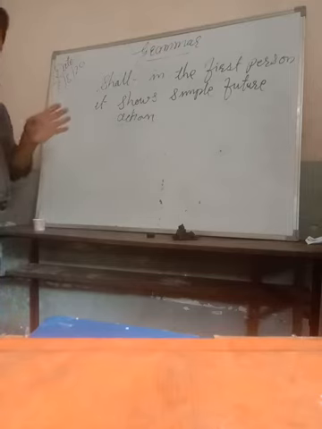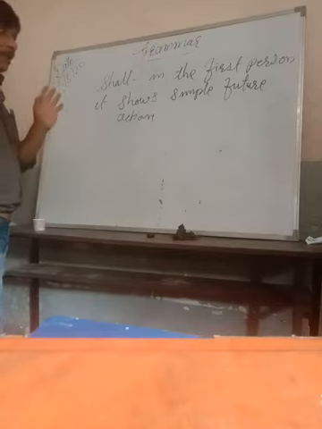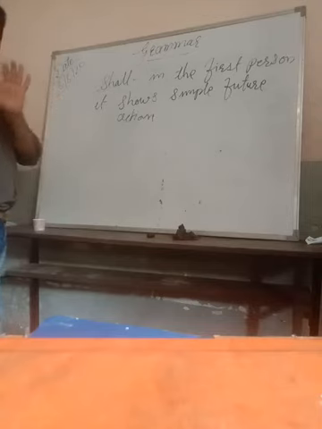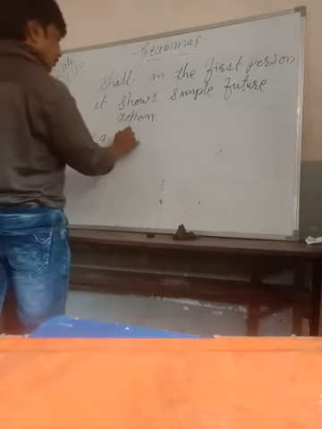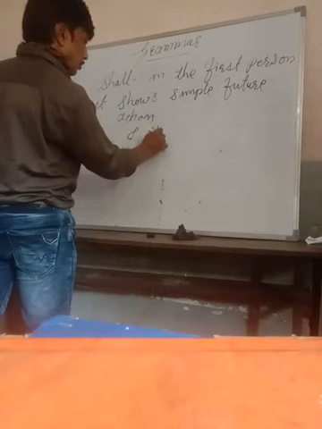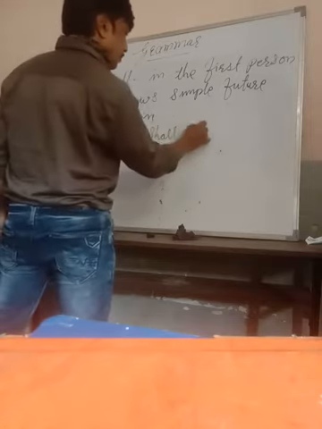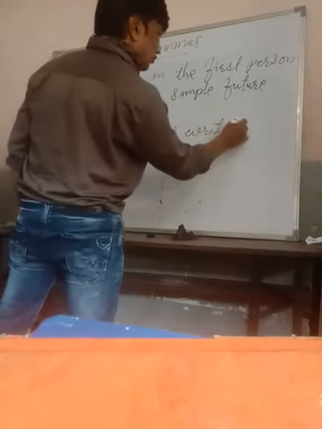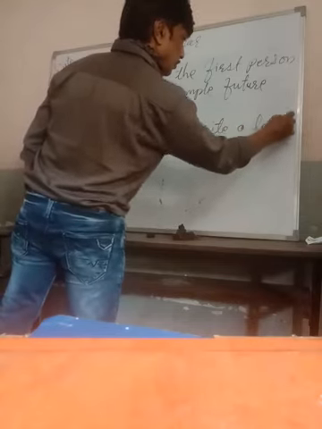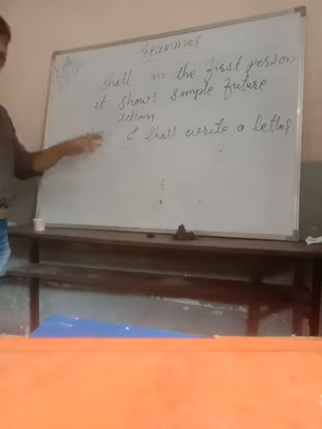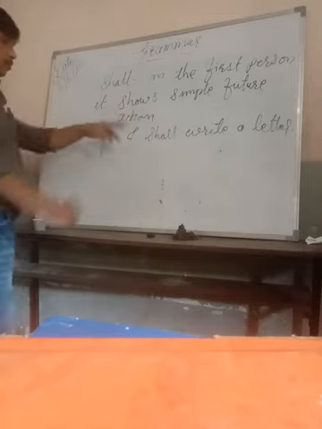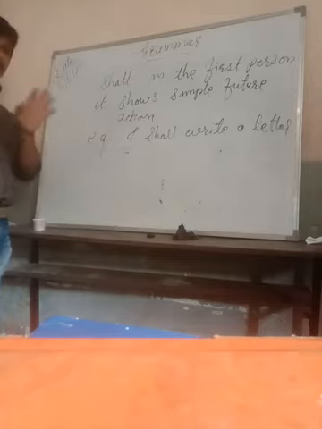When the shall is used in the first person, and you know that very well which are the first person, I and we. Correct? So when it comes with I and we, it shows the simple future action. Now, for example, I shall write a letter. See now, I shall write a letter. This is actually a future action because you know, shall here is used with I. I is the first person.